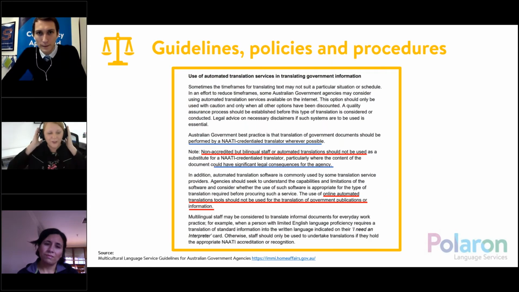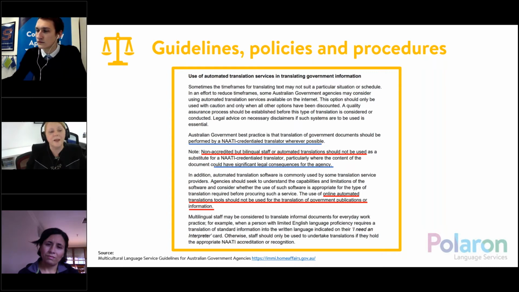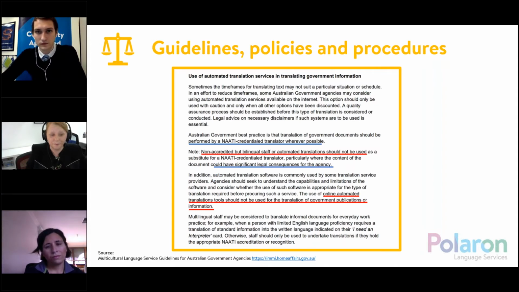All of this I wanted to put in the context of policies, because governments that give us money, taxpayers' money, to translate things expect us to follow the guidelines. This is a guideline of the Australian government to do with automated translation. The first thing it says there, underlined in blue, is that translation of government documents should be performed by a NAATI credentialed translator wherever possible.